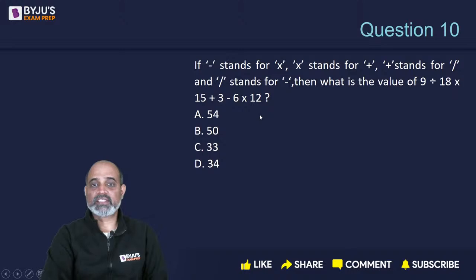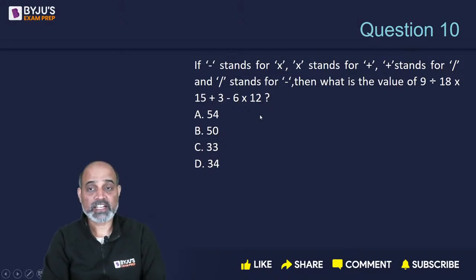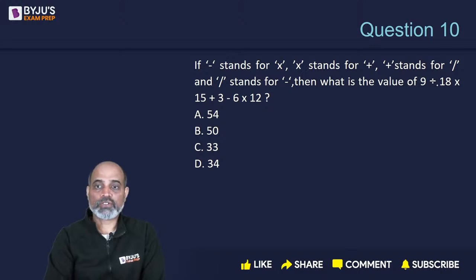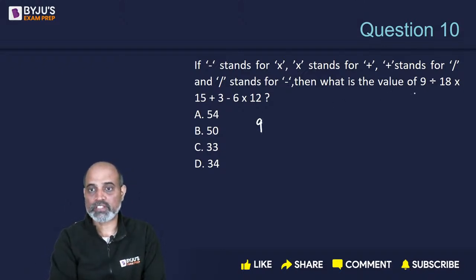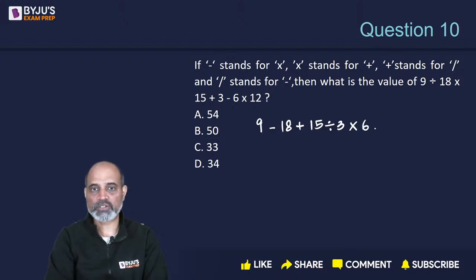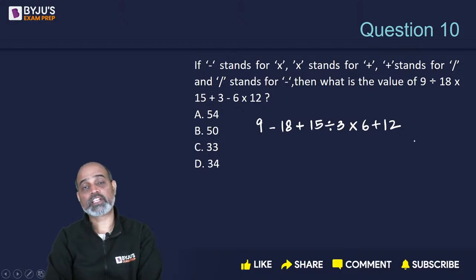Okay. Next, if minus stands for multiplication, multiplication stands for addition, addition stands for division, and division stands for subtraction, then what is the value of this? So these are wrong operators. We have to convert into the actual ones. Division stands for minus, so this is 9 minus 18. Multiplication stands for addition, so plus 15. Plus stands for division, so division 3. Minus stands for multiplication, so this is into 6. And again multiplication stands for addition, so plus 12. So this is the actual expression.